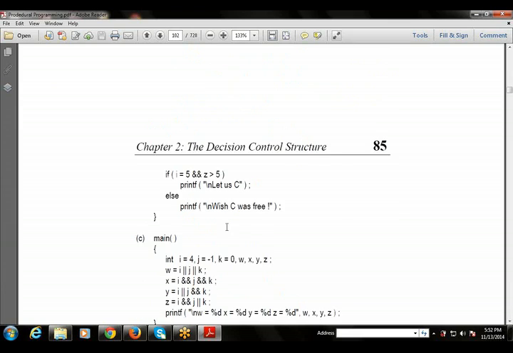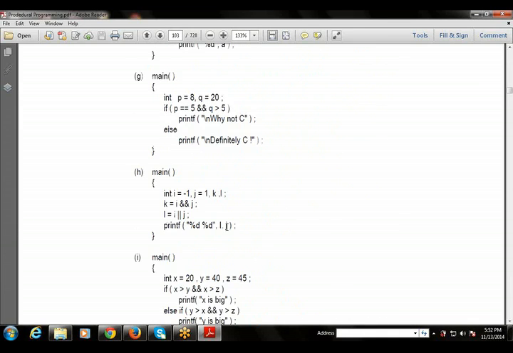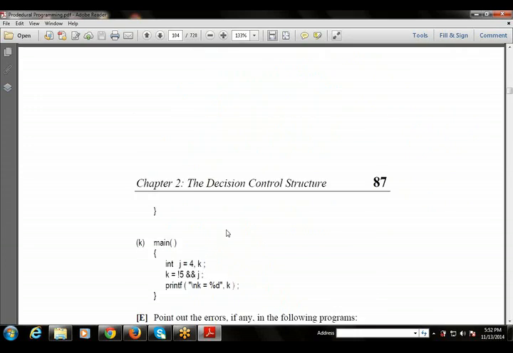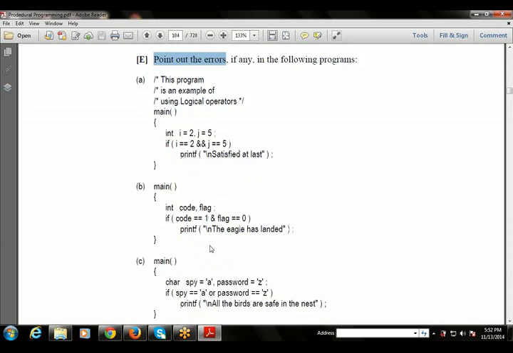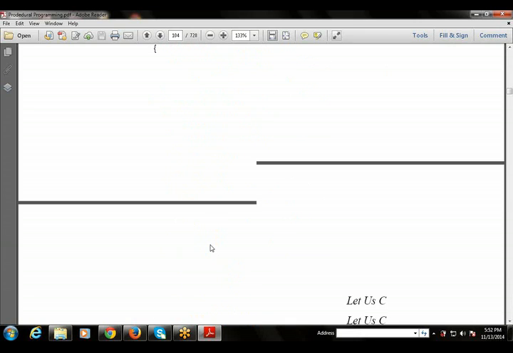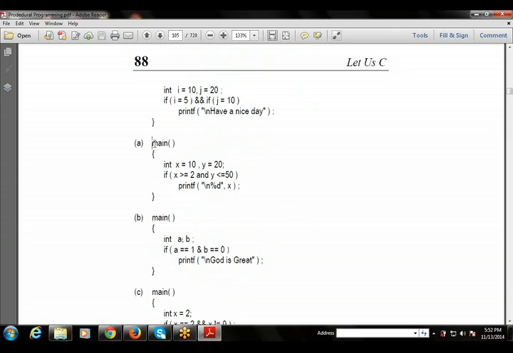This is a practice problem for the logical operators. This is also a practice problem for the logical operators. This one is to pick out the error. What is the error in the program? Now pick out the error. This is the code, for example. First of all, store 10 into x, 20 into y. Then use if x is greater than or equal to 2 and y is less than or equal to 50. That is, it is between 2 and 50, including 2 and including 50. Then print the value of x.